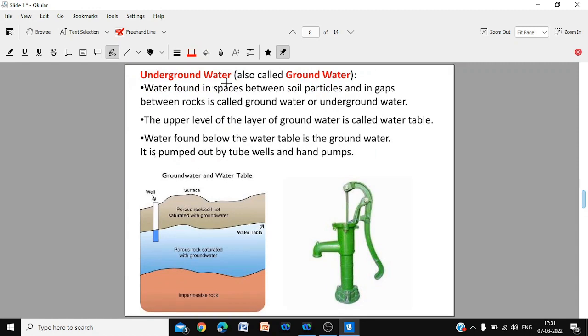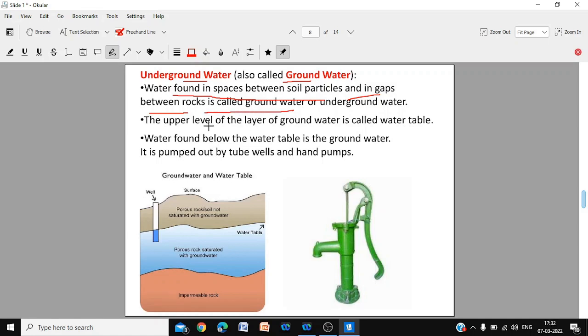Underground water is also called groundwater. The water found in spaces between soil particles and in gaps between rock particles, that's called groundwater.